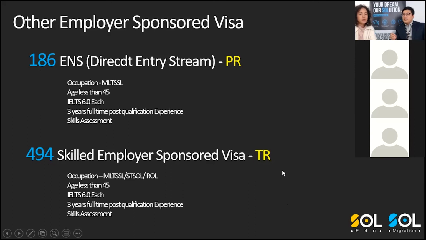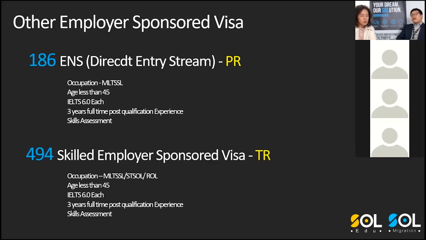TSS is only the long-term visa pathway to PR, right? But for 494, many different occupations can apply, including MLTSS, short-term, and ROL as well, the regional occupation list. But this one requires 3 years of experience as well. It's quite hard. So for the 494, if you don't have overseas experience and the qualification, it might be hard.